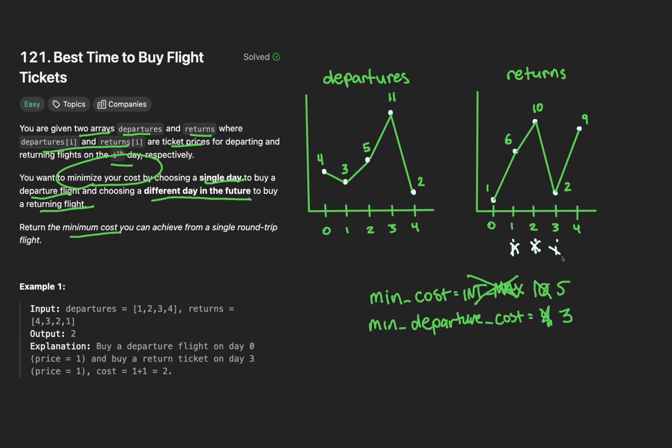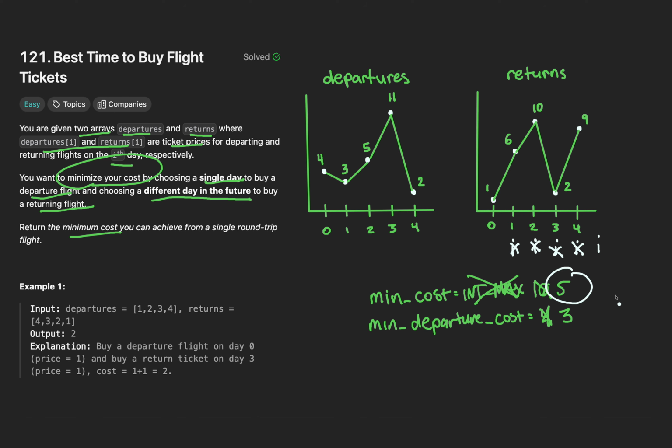We move on to the last iteration, where we try a return flight of 9. The cheapest departure cost is still the 3. 9 plus 3 is 12. That's not any cheaper than a round trip that we previously found. We don't update our minimum cost. We update the i once more, and we're done. In the end, the minimum cost we found was 5, and that's what we'll return.